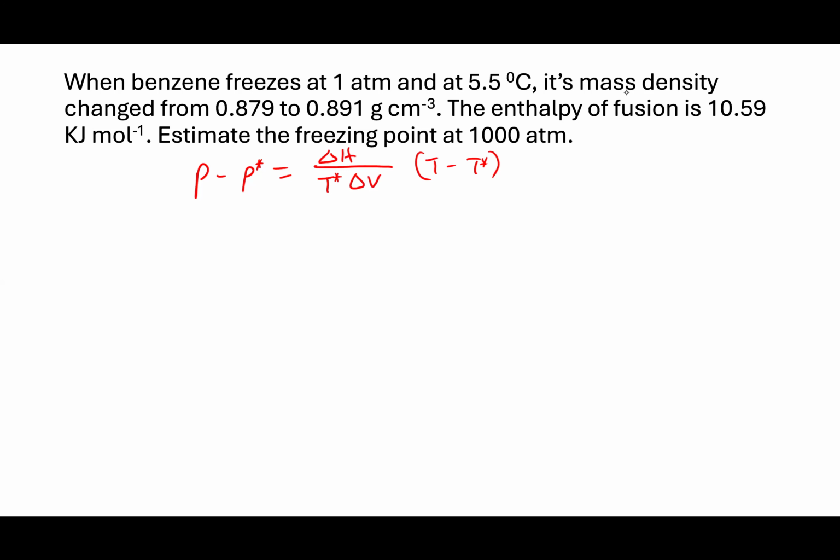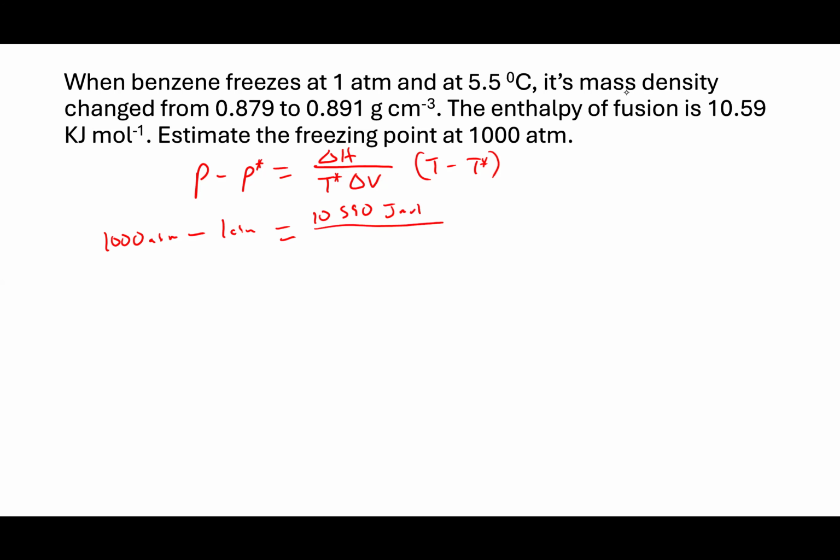So going from here, all right, let's start plugging in some numbers. We're going to plug in numbers first, and then we're going to change numbers when we need to. Okay. So our new pressure is going to be 1,000 atmospheres, right? And our initial pressure was 1 atmosphere. All right. Delta H, we are told, is 10.59 kilojoules per mole, right? I'm going to go ahead and change that from kilojoules into joules to say 10,590 joules per mole. Right.